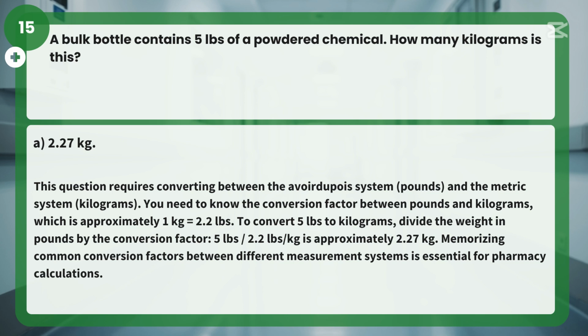Answer A. 2.27 kilograms. This question requires converting between the avoirdupois system, pounds, and the metric system, kilograms. You need to know the conversion factor between pounds and kilograms, which is approximately 1 kilogram equals 2.2 pounds. To convert 5 pounds to kilograms, divide the weight in pounds by the conversion factor. 5 pounds/2.2 pounds per kilogram is approximately 2.27 kilograms. Memorizing common conversion factors between different measurement systems is essential for pharmacy calculations.